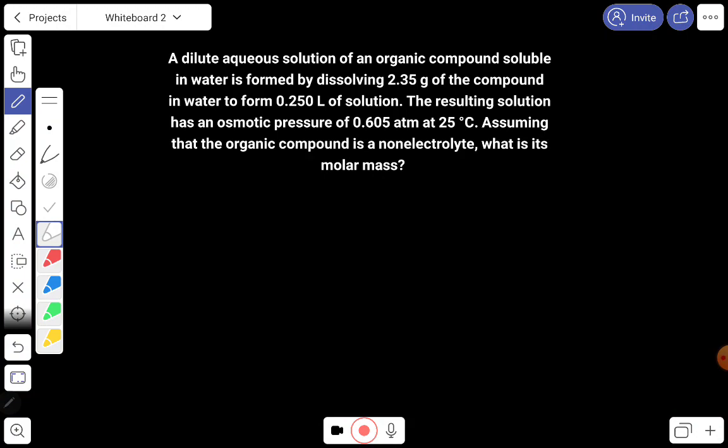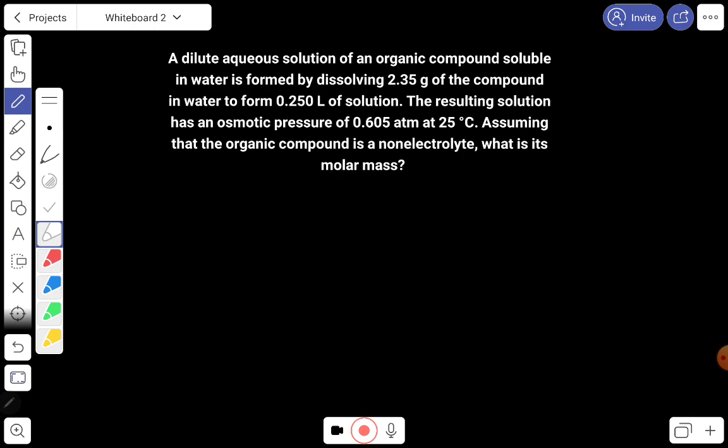Please grab a pen and a piece of paper, and if you can, also open your book to chapter 13, question number 82 at the end of the chapter. I'm going over this question very fast. We are calculating the molar mass of an unknown compound. The only thing that we know about this compound is that it is a nonelectrolyte. It means that the Van 't Hoff factor is going to be 1.